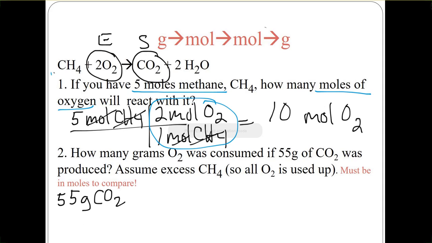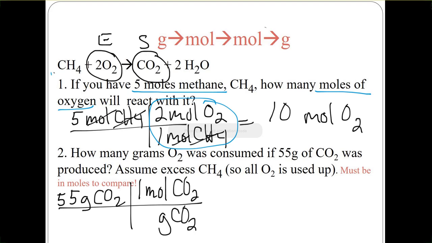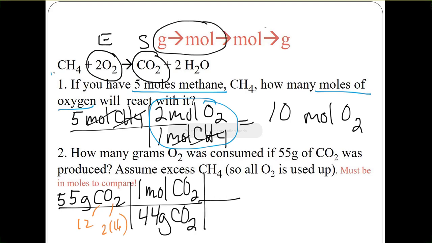So always start with your starting amount, and we're going to cancel out grams of CO2 and change it to moles. And remember, 1 mole is equal to the molar mass in grams. And so if I add up 12 for carbon and 16 for oxygen, I get 44. So I use my periodic table for that step. So that's my grams to moles step. So I got that step done. So now I have moles of CO2.